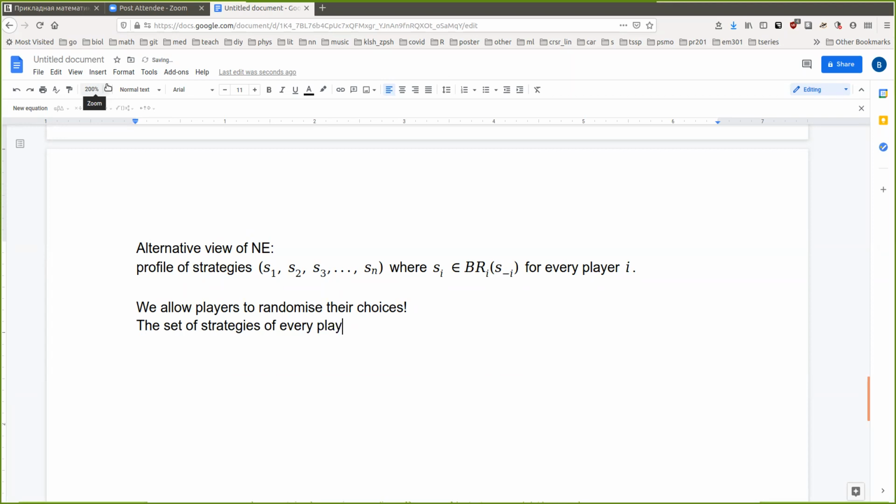We denote the set of randomized strategies by, and normally it's by delta. Why is it not transformed into big delta? Oops, I think I'm lost. Just a moment. I hope it will reconnect.